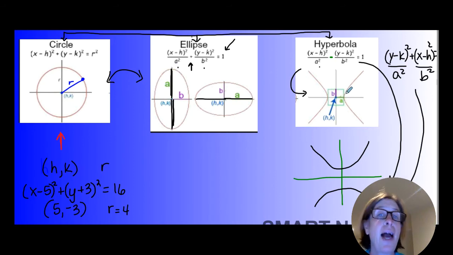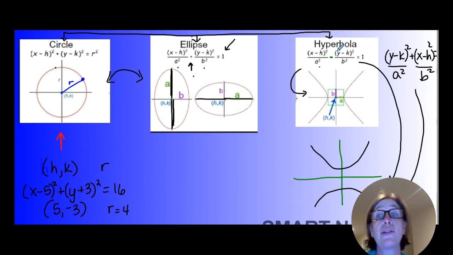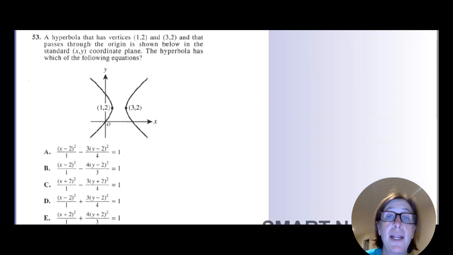But again, you're not going to be responsible for coming up with the equations of the hyperbola. You really are going to have to just focus on what a circle's equation looks like, how it's different from an ellipse's, and how it's different from a hyperbola. And so I always refer to that plus and that minus, and that helps me. So here's a great example.